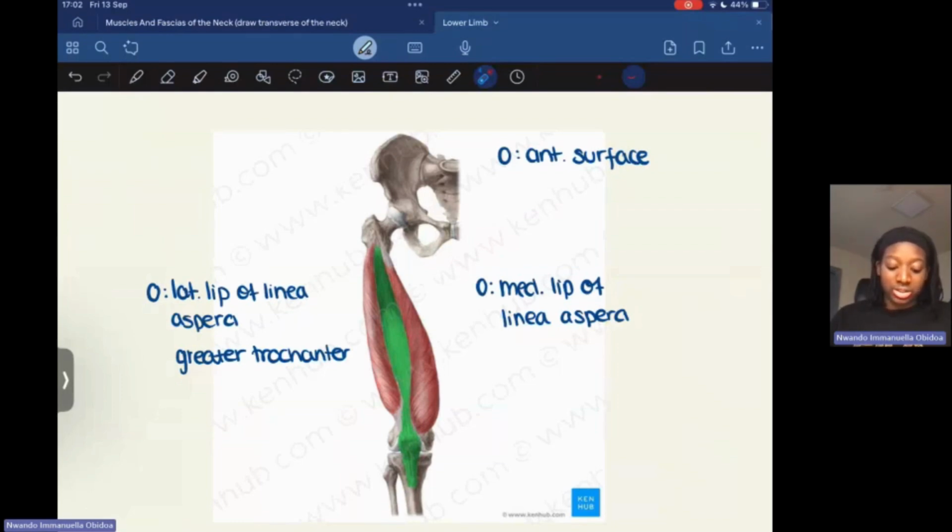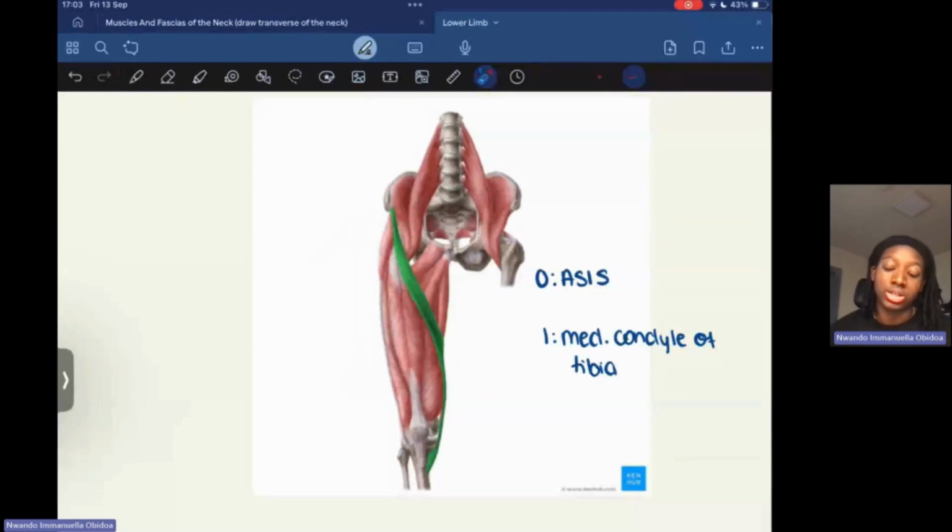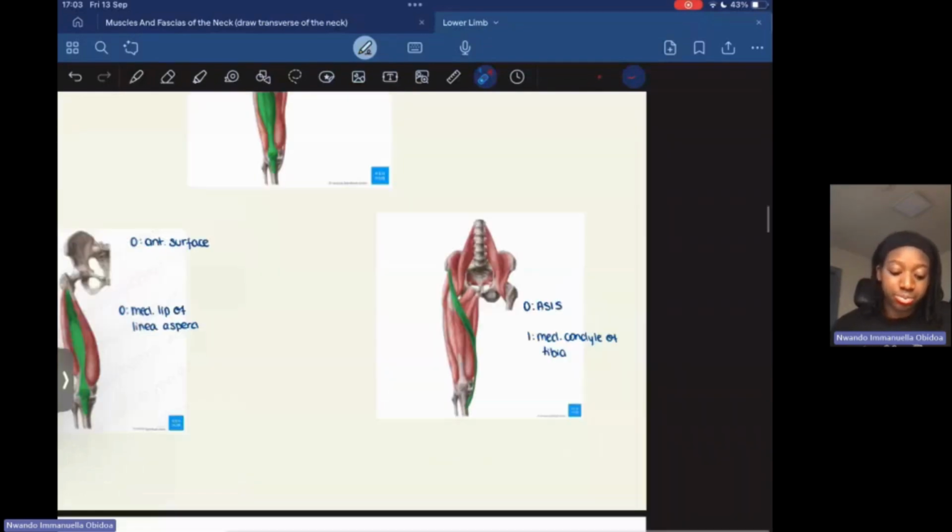The vastus intermedius just sits on the anterior surface of the femur, so directly on the shaft, and the vastus medialis, on the medial lip of the linea aspera. And all of the muscles of the quadriceps femoris insert on the tibial tuberosity. Then we have the sartorius muscle, which originates from the anterior superior iliac spine and inserts on the medial condyle of the tibia. All the muscles of the anterior group are innervated by the femoral nerve.